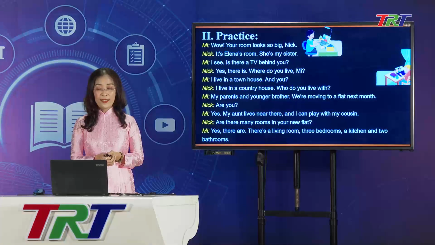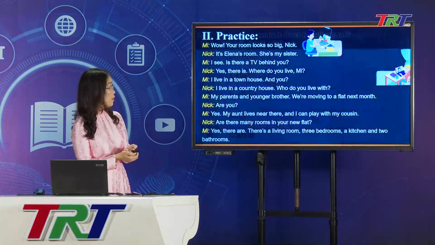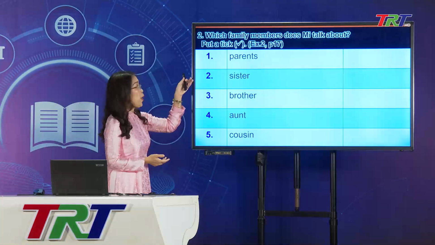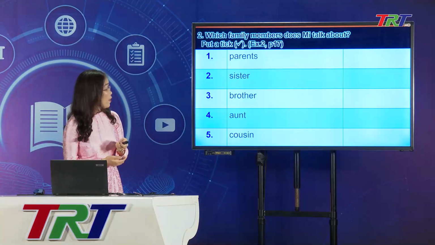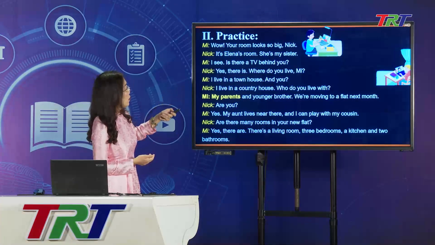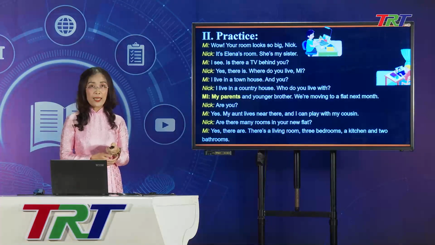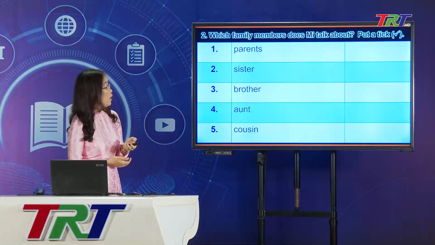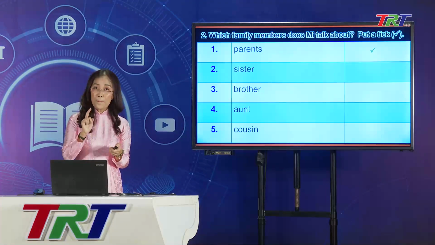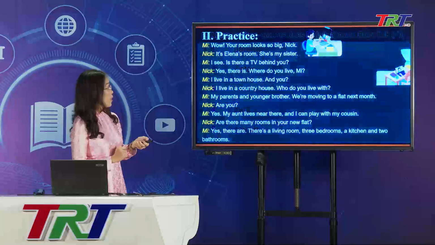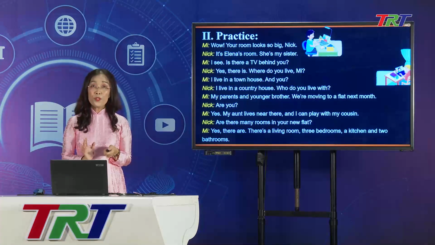Have you finished? Now, let's check. Number one, parents. Can you see parents in the conversation? Now, "my parents." So you put a tick. That's right. And how about sister? Can you see sister in the conversation? "My sister." You can find "my sister." So, don't put a tick.